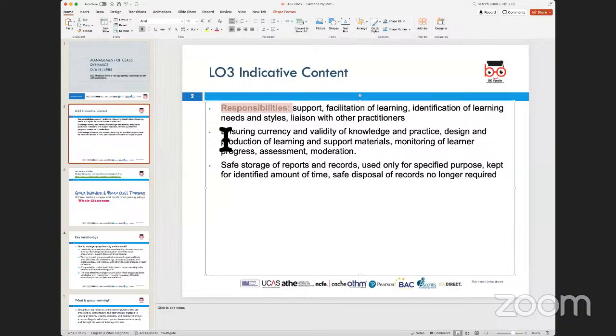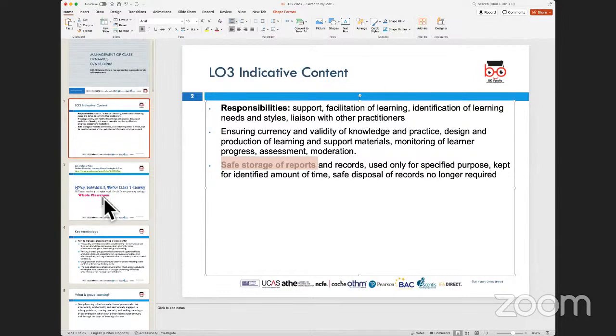Second is understanding the confidentiality part of it, and the third part looking at storage of records, and maintaining that from a point of view of regulatory and organizational requirements.